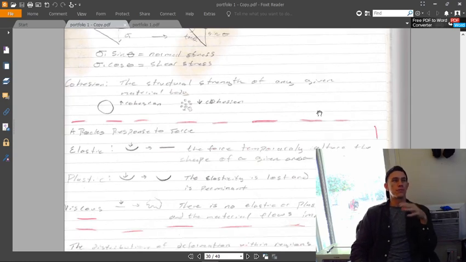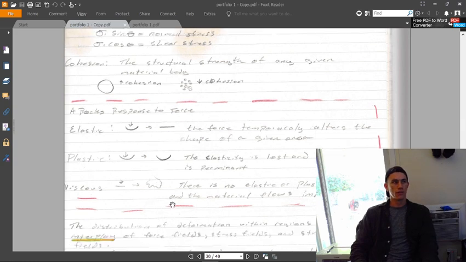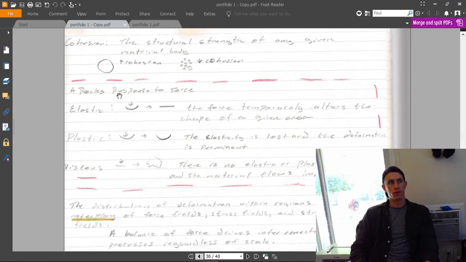Cohesion is the structural strength of any given material body. Sand has much less cohesion than concrete does. Concrete can withstand more force before it morphs and changes shape, and the rock's response to force depends a lot on the cohesion.